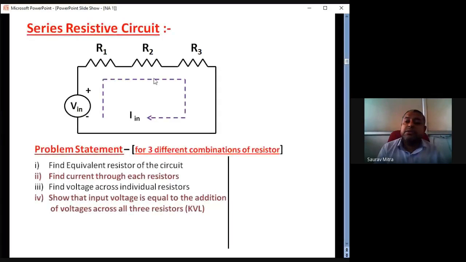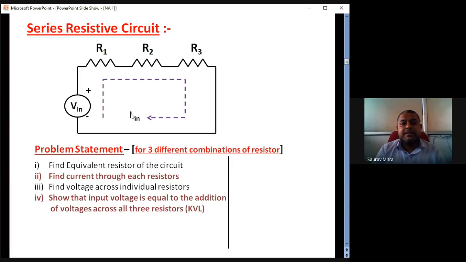After you find V1, V2 and V3, you have to add V1, V2 and V3 and you will find the input voltage. So if you give 8 volt as input, you will find that suppose this is 5 volt, this is 2 volt and this is 1 volt, depending on the value of resistances. So 5 plus 2 plus 1 will be equal to 8. So what is this principle called? This principle is called KVL.